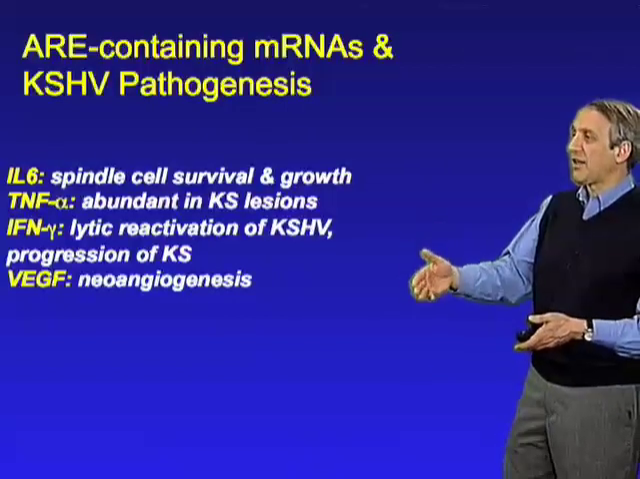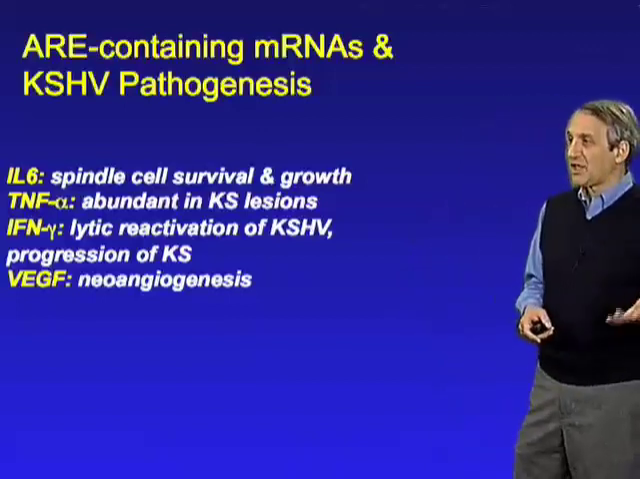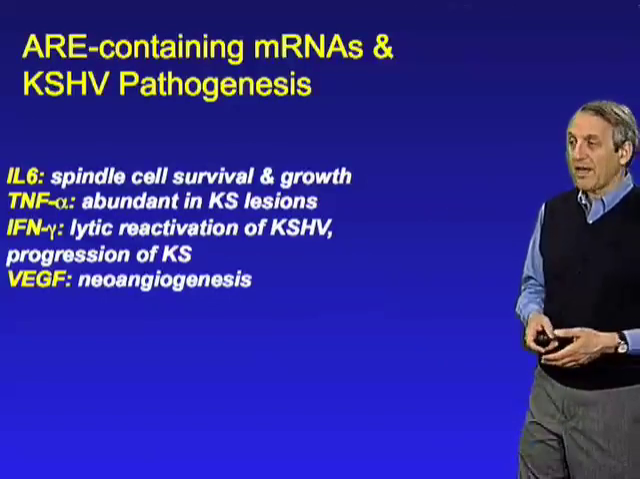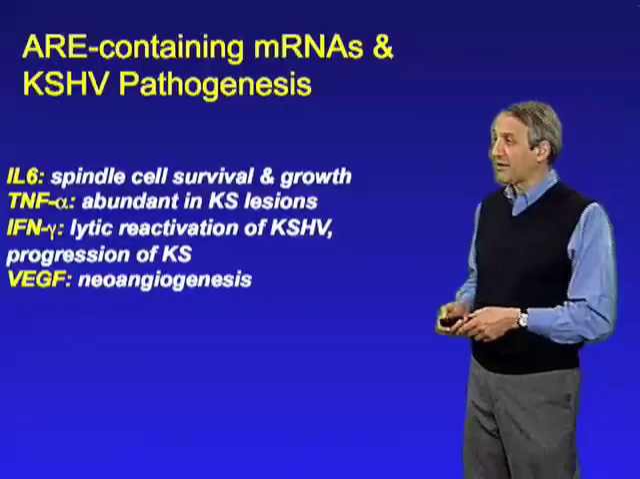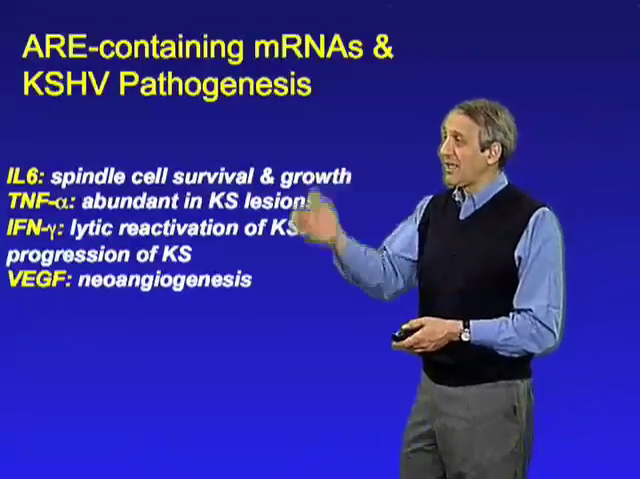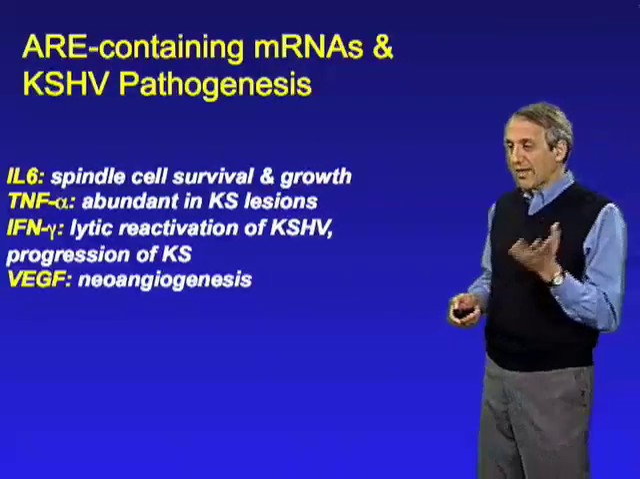And of course, a final gene that's very important in KS pathogenesis is VEGF. VEGF is controlled by an ARE, and VEGF is a very potent pro-angiogenic factor. So I think there's lots of reasons to believe that things that manipulate this pathway could have very dramatic effects on KS.